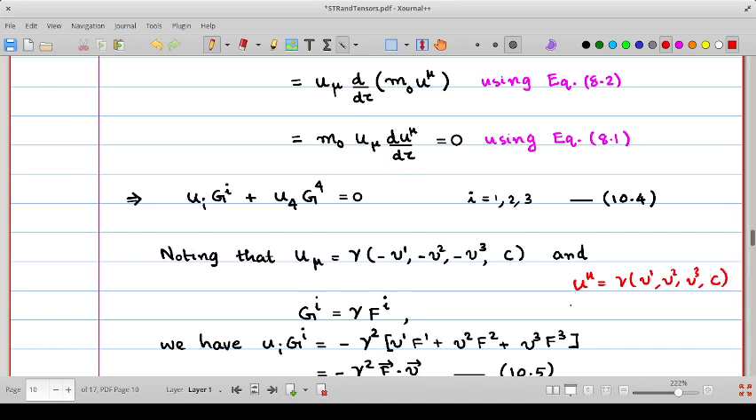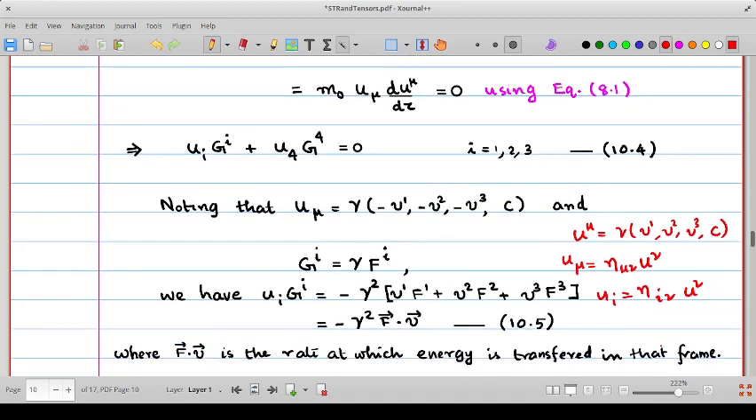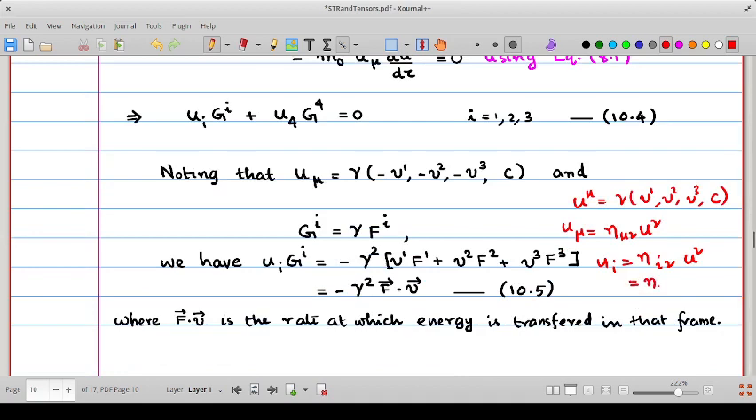Now the corresponding covariant vector is given by u mu is equal to eta mu nu u nu. But eta mu nu is a diagonal matrix and ui is equal to eta i nu u nu, and since it's a diagonal matrix, only diagonal terms matter. So this is equal to eta ii ui. Now eta ii for i running from 1 to 3 is simply minus 1. So we get ui is equal to minus ui.